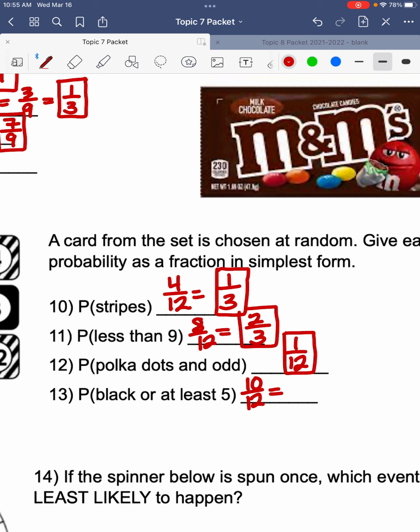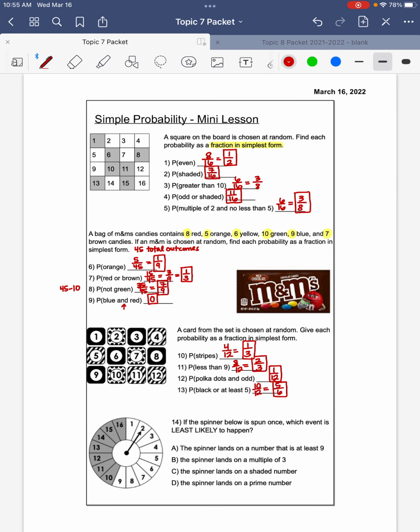Yeah, 2 goes into both of those. 10 divided by 2 is 5, and 12 divided by 2 is 6. So 5 over 6 is my probability. Okay, moving on to number 14.